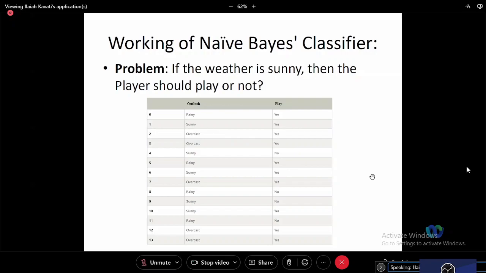Now we'll see how we can give this data to the naive Bayes classifier, and how it will work for training. At the time of predicting, if the weather is sunny, should the player play or not? Our classifier should answer this, right? Now we'll see how it works.